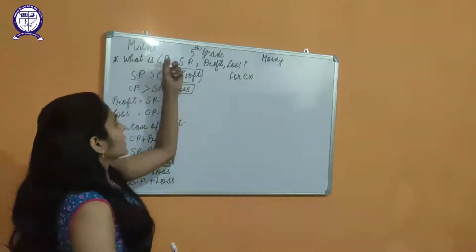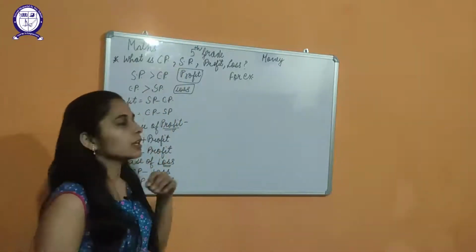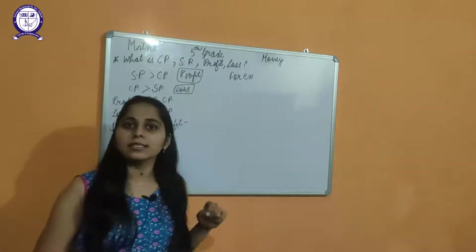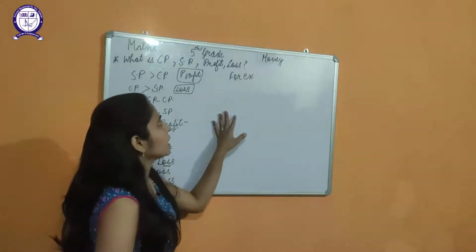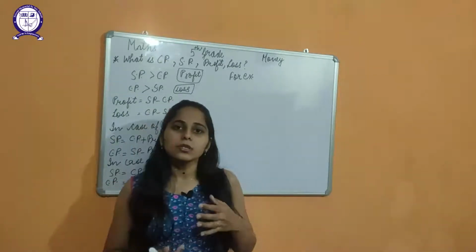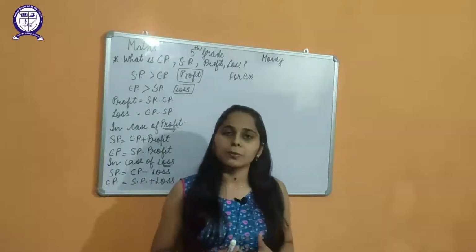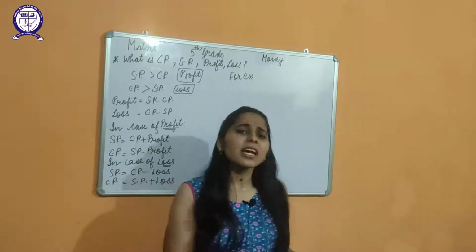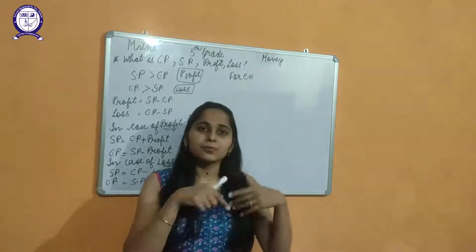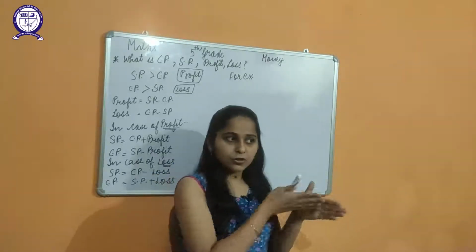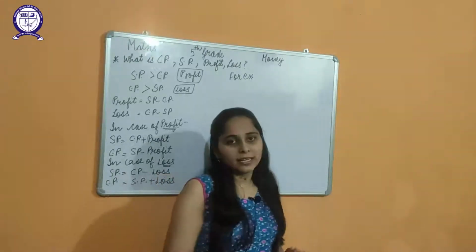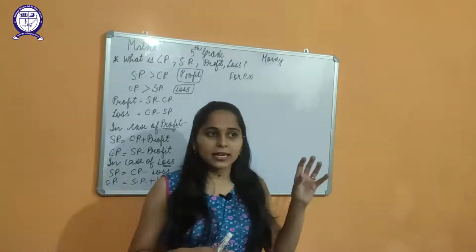When we are buying anything, that price is called CP, or the cost price. When we are selling anything, that price is called SP, the selling price. Now, profit and loss. Suppose the vegetable vendor bought those tomatoes at 40 rupees per kilogram, and you buy them at 50 rupees per kilogram. So that difference of 10 rupees is profit to the vegetable vendor, because the cost price is less and the selling price is more. In that case, profit occurs.